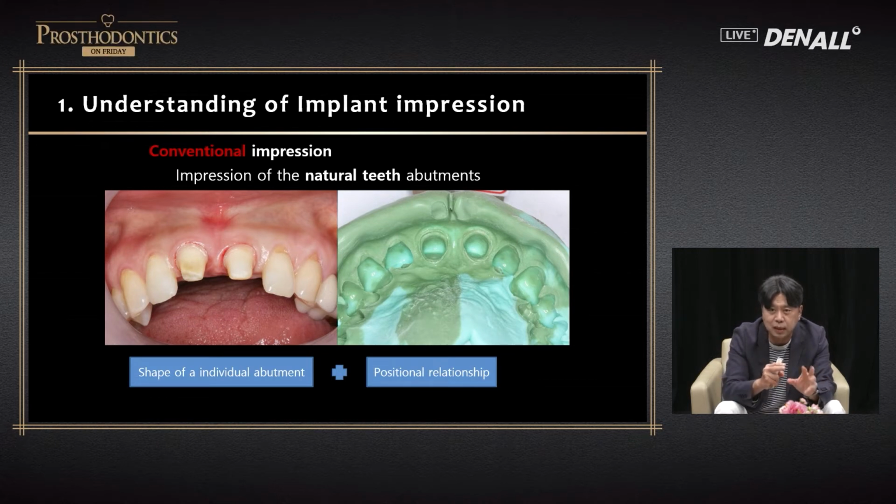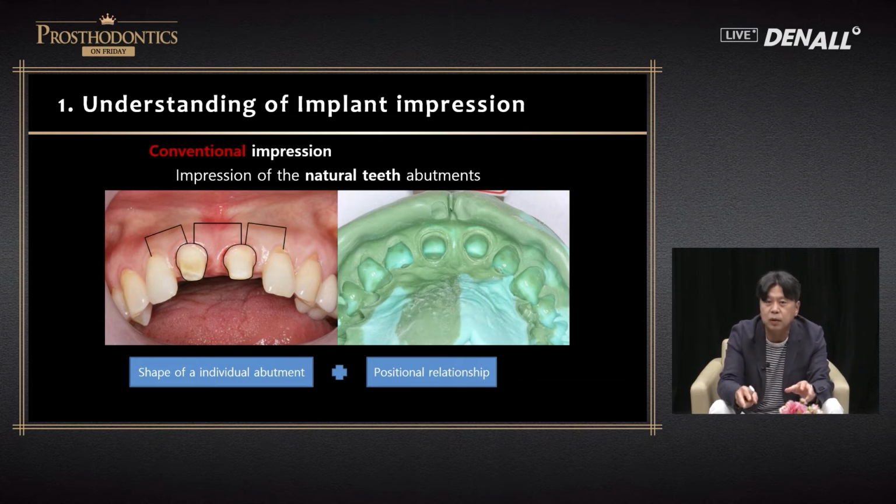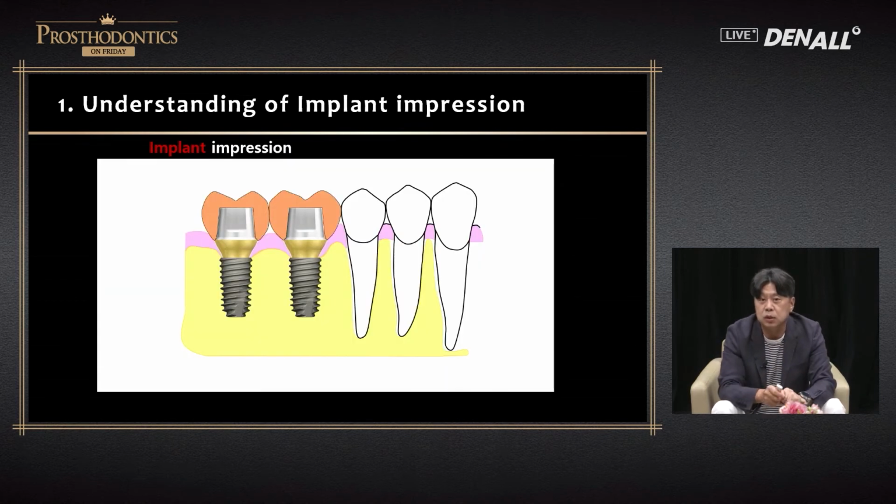Conventional impression taking on the left: after the preparation is completed, the impression is taken with rubber, which requires the shape of an abutment and adjacent tooth. Also, the positional relationship between the prepared tooth and the adjacent tooth. So both of them should be registered. That's the analog impression. Digital impression is different.